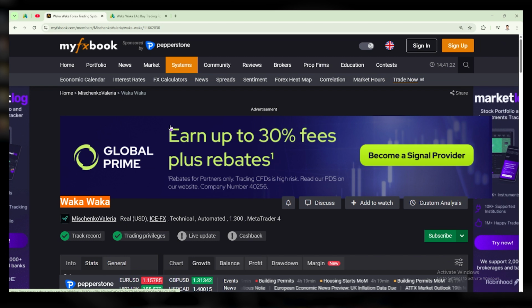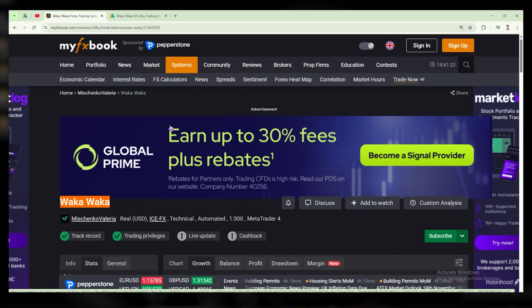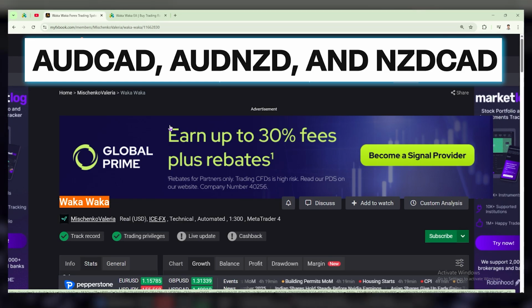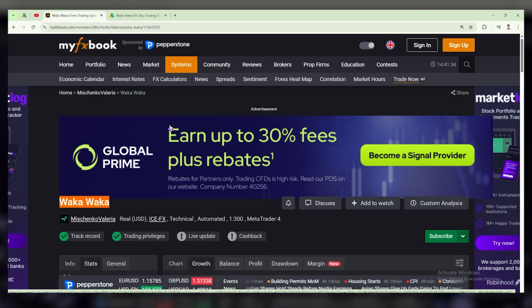Let's start with the scoop. Waka Waka EA V2.12 is this clever automated expert advisor for MetaTrader 4, laser focused on pairs like AUDCAD, AUDNZD, and NZDCAD using M15 timeframe magic with no martingale or grid risks, spotting technical setups to flip market wiggles into consistent pips without the heart attack drawdowns.